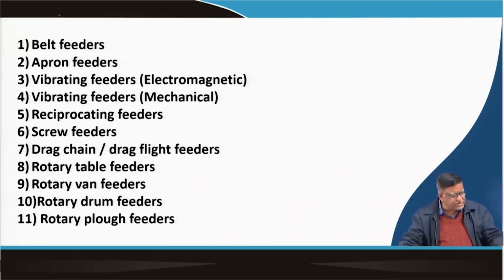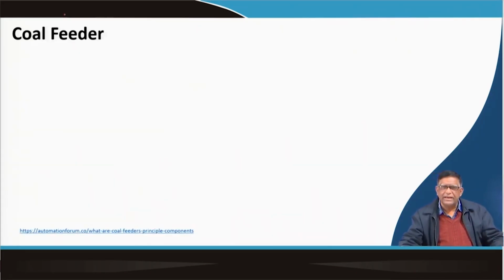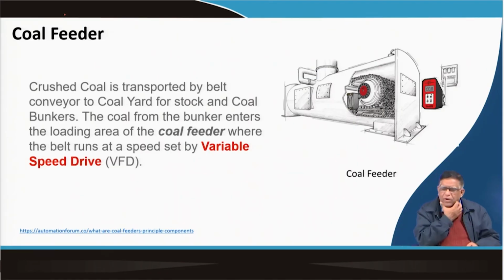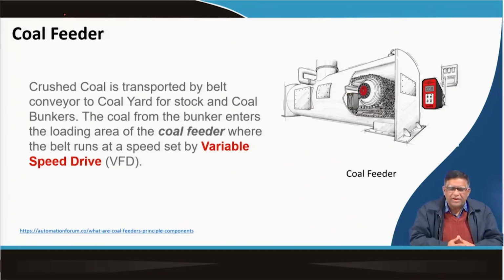So, let us see a few things over here. They apply in coal. This is a coal feeder. What is done here? Crushed coal is transported by a belt conveyor to a coal yard or stock and coal bunker, wherever it is. From there it is taken out. Now, the coal from the bunker enters the loading area of the coal feeder, where the belt runs at a speed set by a variable speed drive.